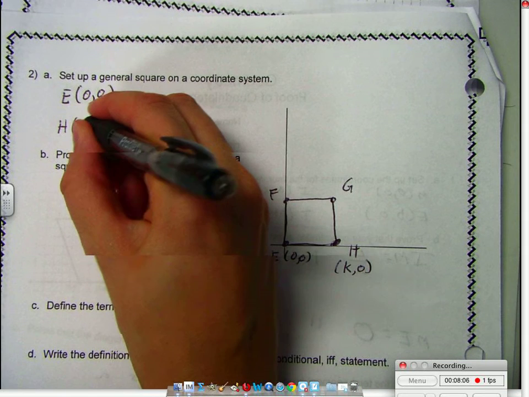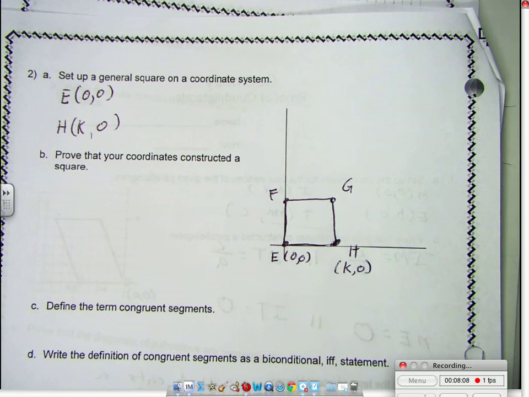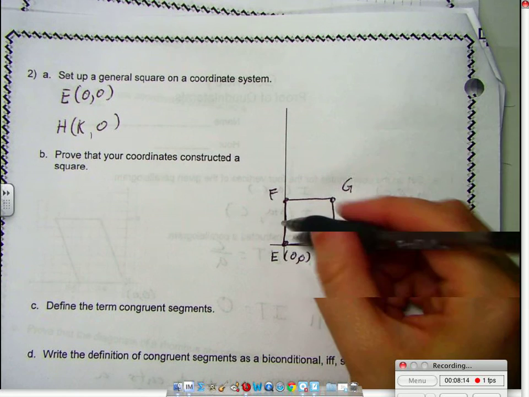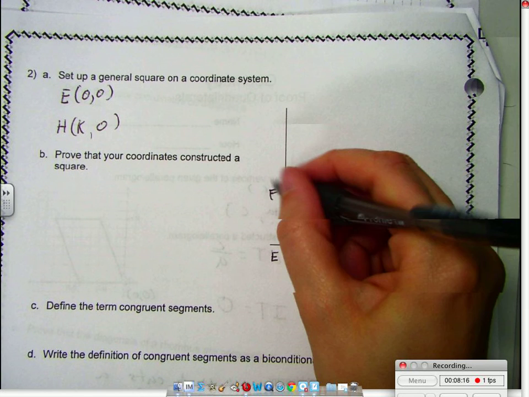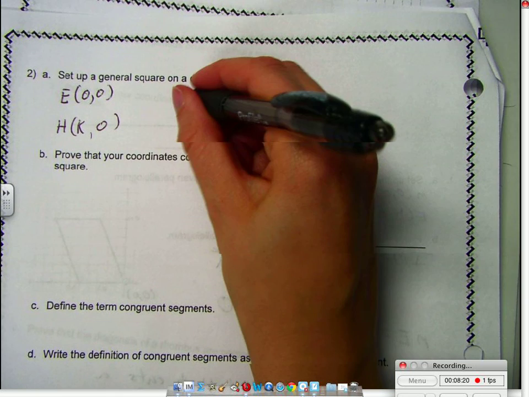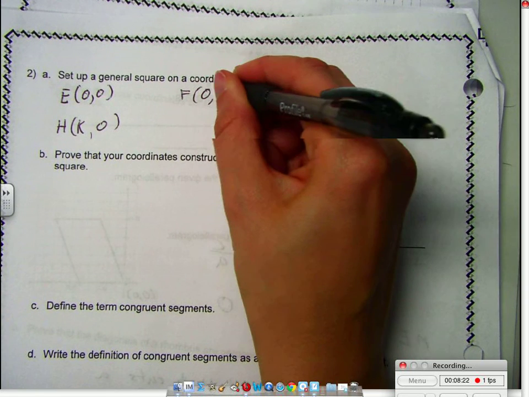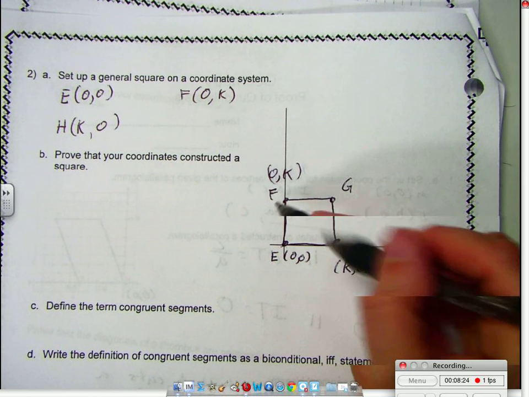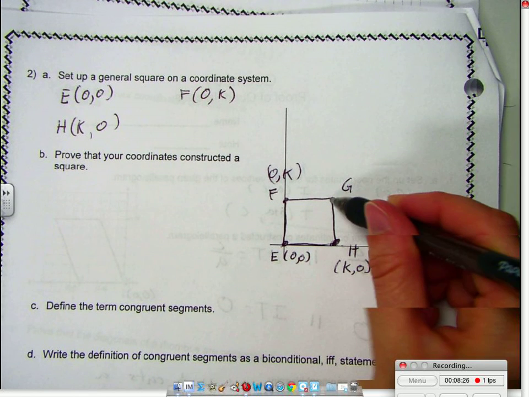Okay, it is a square, which means what? All the sides are equal. So what does F have to be? If H is K comma 0, F has to be 0 comma K. That's perfect. So that means G is what? How much did I go over? How much did I go up? K, K.